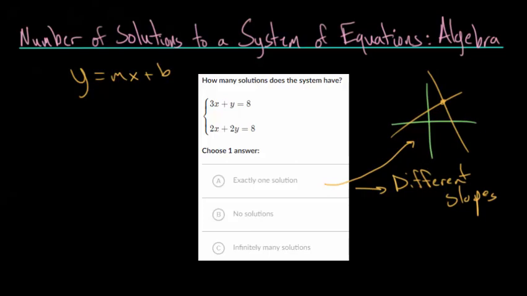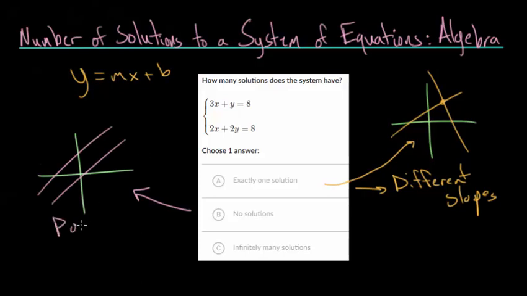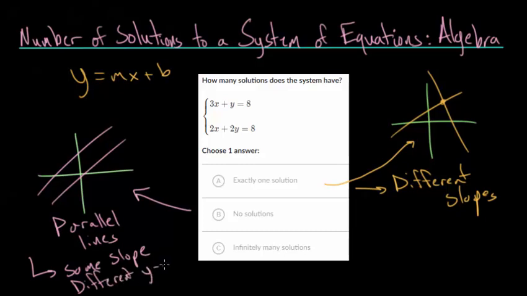Now, this case of no solutions, this is the case where if I draw a coordinate plane, you have two lines, but they're going to be parallel to each other. So we can say parallel lines, and these have the same slope, but different y-intercepts. So essentially, these lines are never going to cross each other, and they're just going to run side by side forever. So that would be the case of no solution.